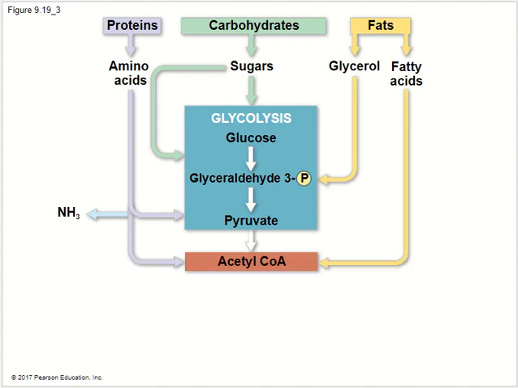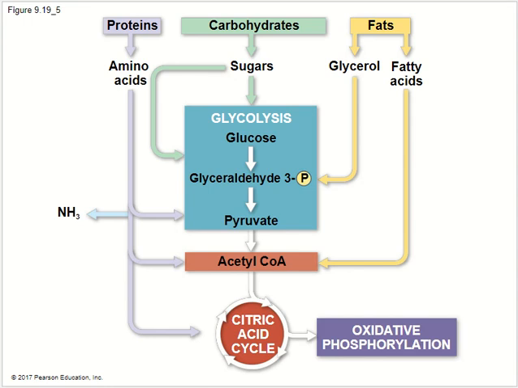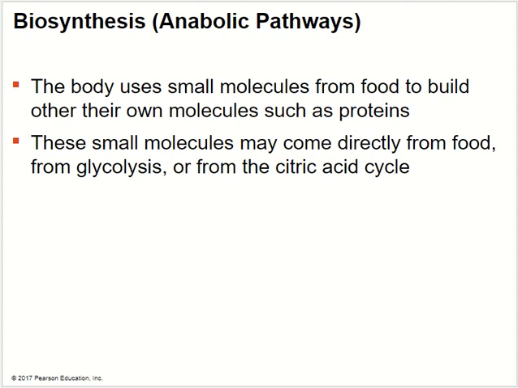Eventually, all these, the fatty acids or more amino acids, can be used to form acetyl coenzyme A to power the citric acid cycle if we're not using carbohydrates. The body uses small molecules from food to build other molecules of its own, such as proteins. These small molecules may come directly from food through glycolysis, or from the citric acid cycle.